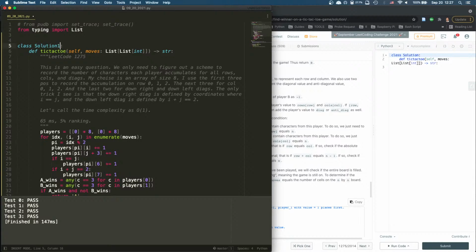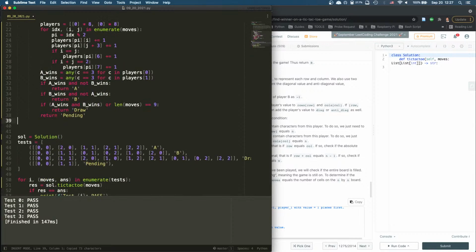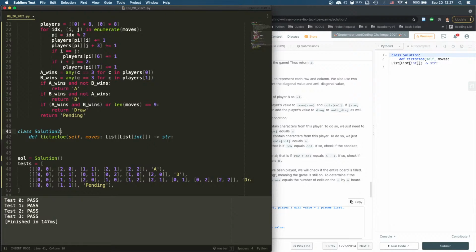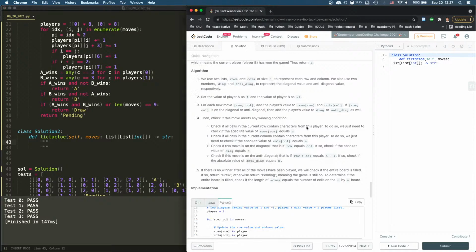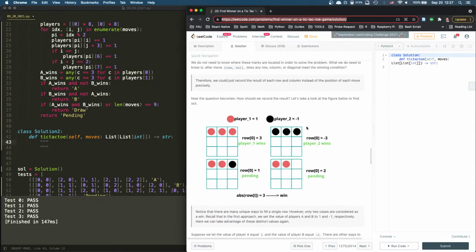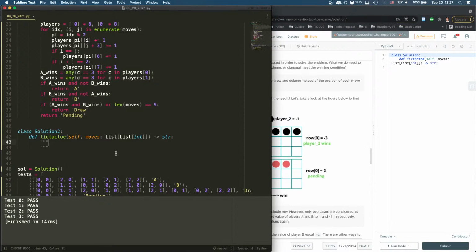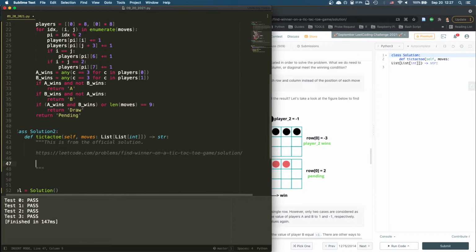So yeah, let's do another solution. It's a good one. People are saying this is not easy. Well, it is easy. It didn't ask you to design anything. It didn't ask you to solve anything. What more do you want? This is as easy as it can get, right? So this is from the official solution. It's very smart.